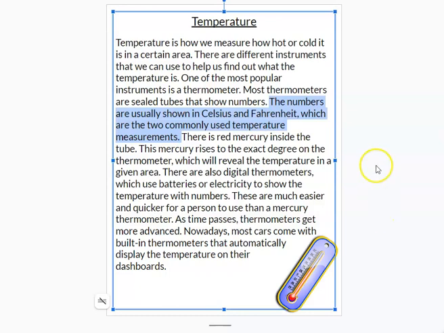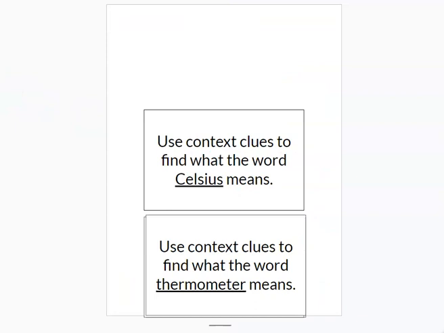Celsius is a lot like temperature. In the sentence, it very clearly tells me what the word Celsius means. It says, the numbers are usually shown in Celsius and Fahrenheit. That didn't tell me the meaning of the word, but it does use the words, which are two commonly used temperature measurements. Right here, it says that it's a commonly used temperature measurement. Let's look at the next word.